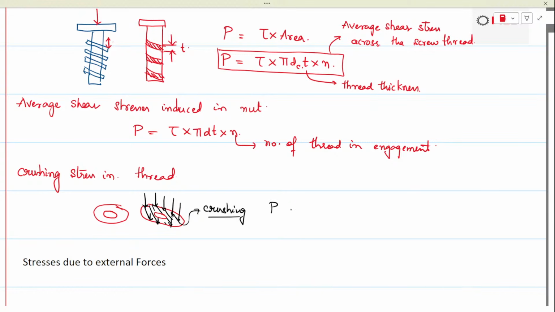So load P is equal to sigma C into crushing area. This part is the core diameter and this part is the nominal diameter. So P is equal to sigma C into pi by 4 into d square minus dc square. So these are the stresses induced in the bolt during preloading.